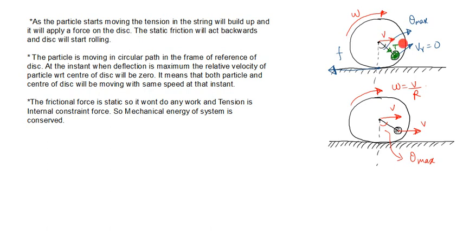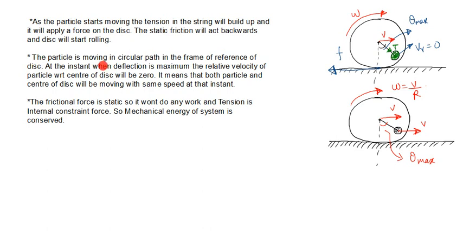Now, because the floor is rough, what will happen? Static friction will start acting in backward direction, and at any instant the disk will have some linear acceleration and some angular acceleration. So because of the static friction acting in backward direction, the disk will start rolling on this floor. So the particle is moving like this and the disk is rolling on the floor.